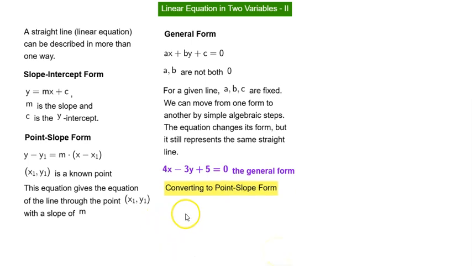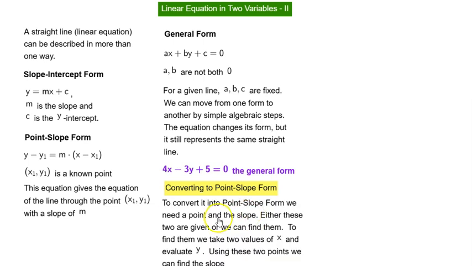Let us convert the same linear equation in general form to point slope form. Now to convert it into point slope form, we need a point and the slope. Either these two are given or we can find them. To find them, we take two values of x and evaluate y. Using these 2 points, we can find the slope. Whenever you are taking some values of x, take simple ones so that calculations become easy.